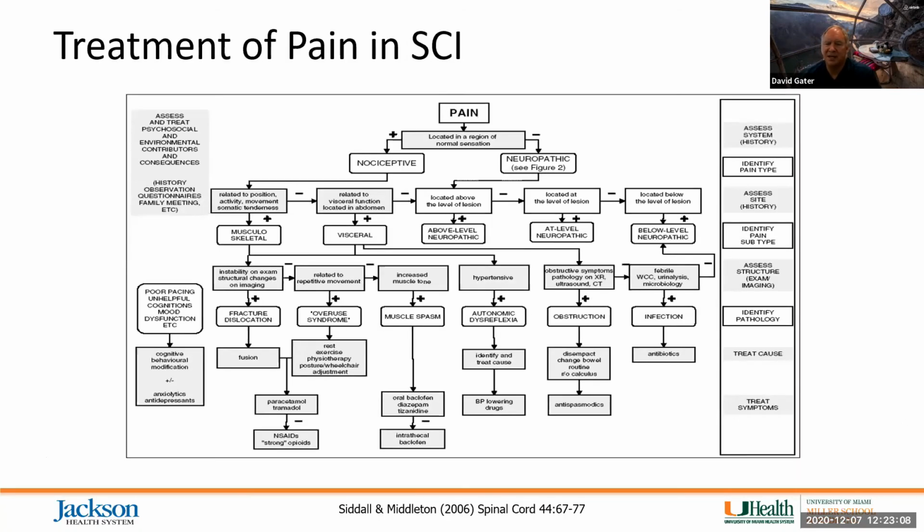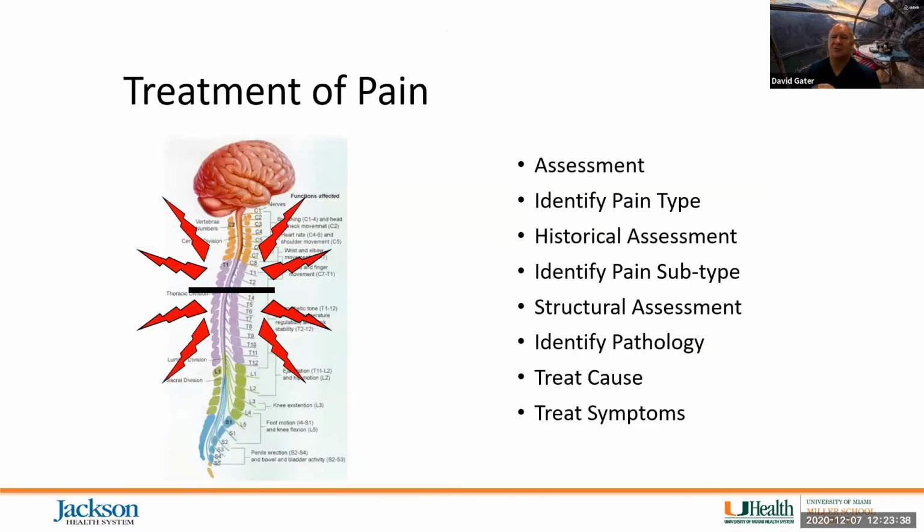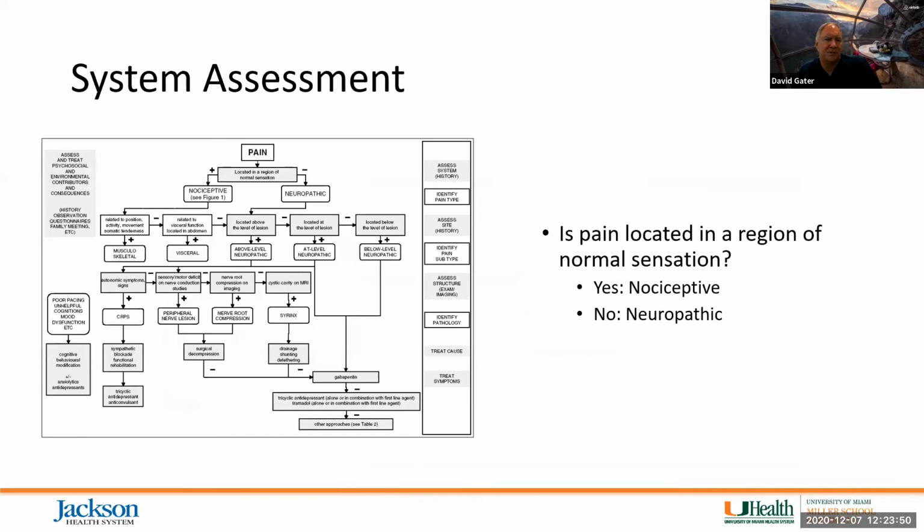Siddall and Middleton in 2006 put forward a treatment set of recipes that talks about assessing the system, that is, get the history, identifying the pain type, assessing the site history, identifying the pain subtype. I guess I forgot to highlight these as I go through them. But then talking through the structural components, identifying the pathophysiology, treating the cause, and then treating the symptoms as necessary as we go through there. So again, these are the components that Siddall and Middleton put forward in their 2006 article that are still very, very valid as we talk about pain management.